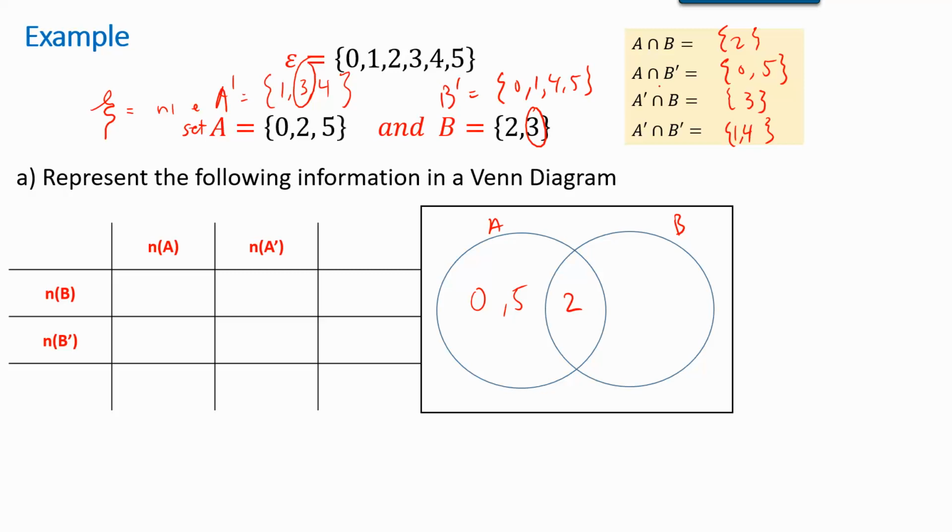So B not A is this one, which only has 3. Which makes sense because if you just look at the circle for B, it only has 2, 3. Okay? But I got 0, 5, 2, 3. What numbers am I missing? 1 and 4. See, right on the outside, they don't fit in. So this is the Venn diagram. That's exercise 9D. That's all you're doing.